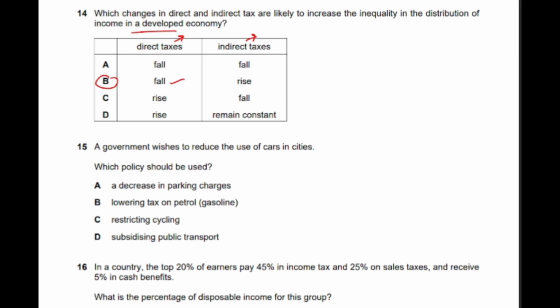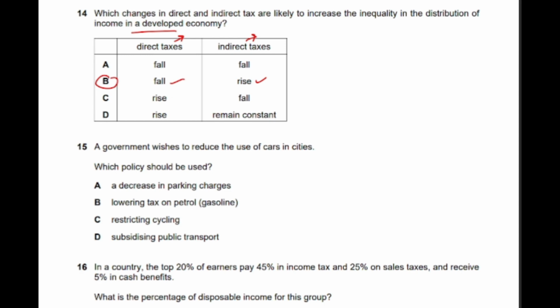Indirect tax should rise. Indirect tax being regressive basically increases disparities. So if indirect taxes are increased, they increase disparities, and if direct taxes are decreased or fall, they will also increase disparities or the income gap between the rich and poor. So inequalities will increase.